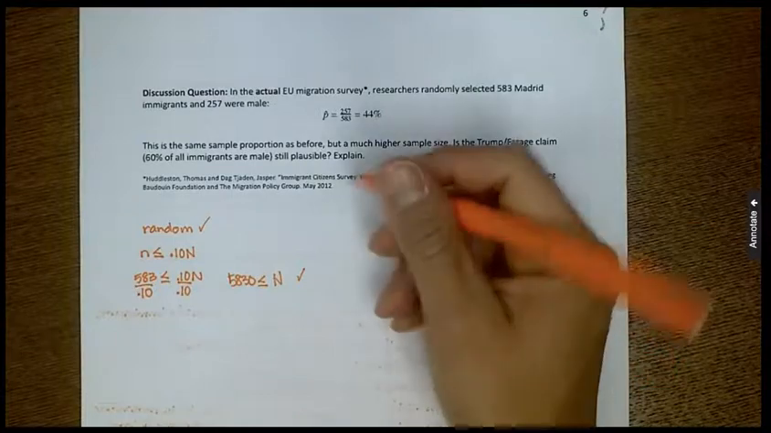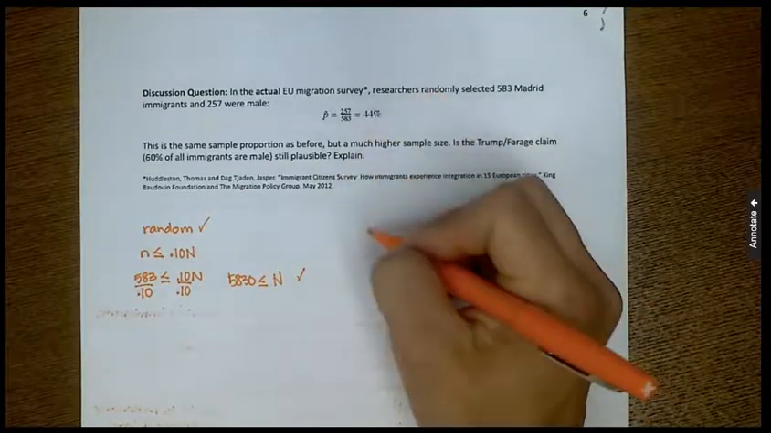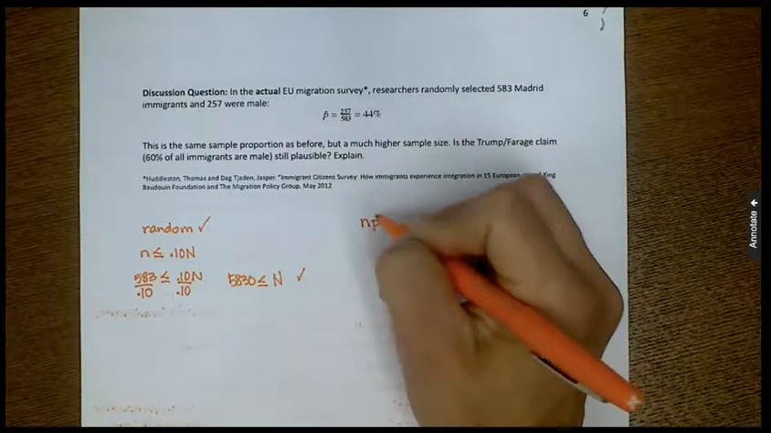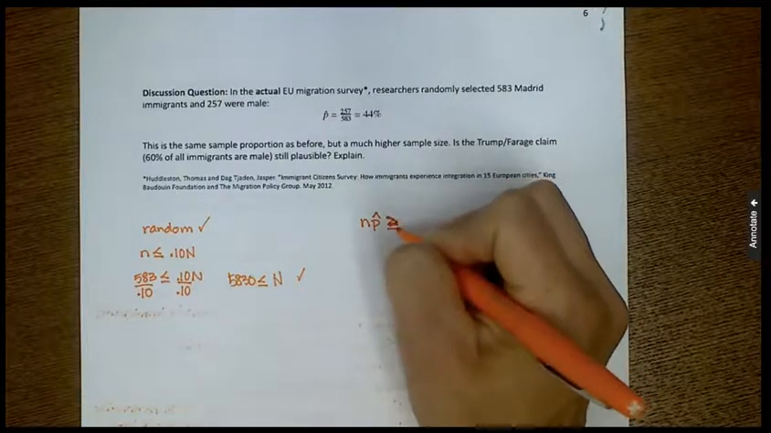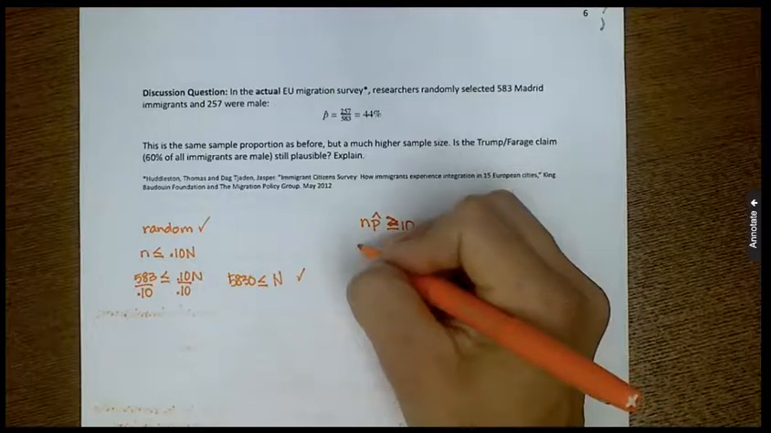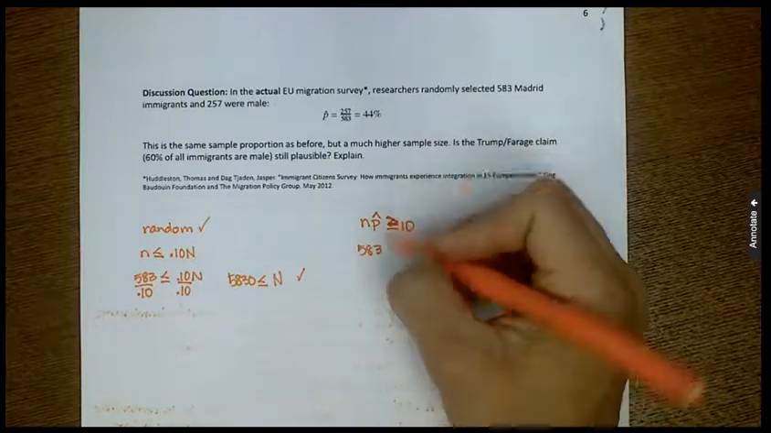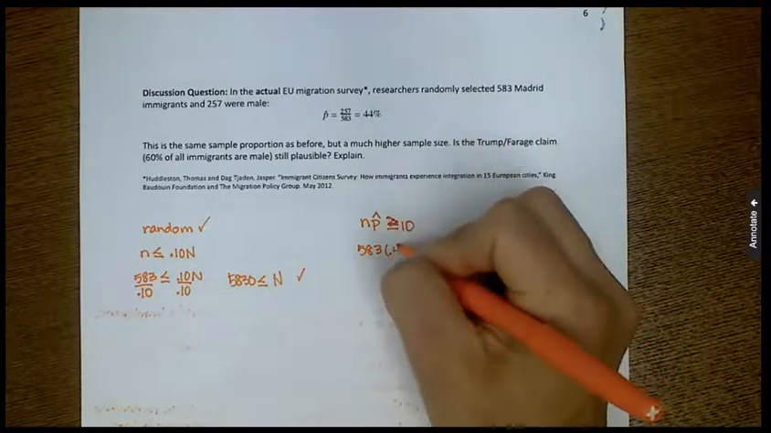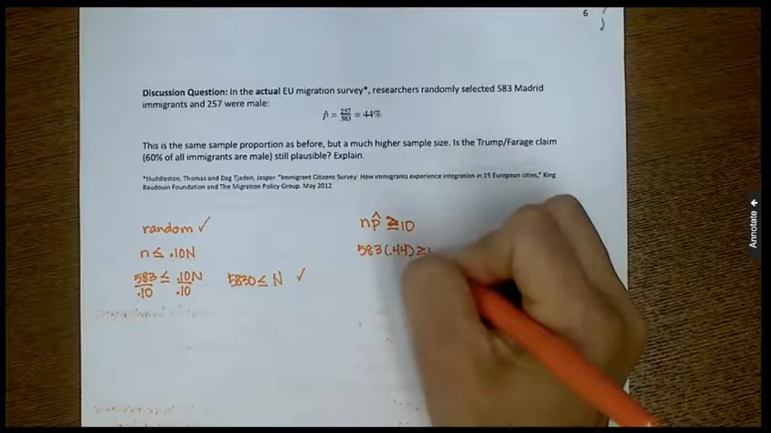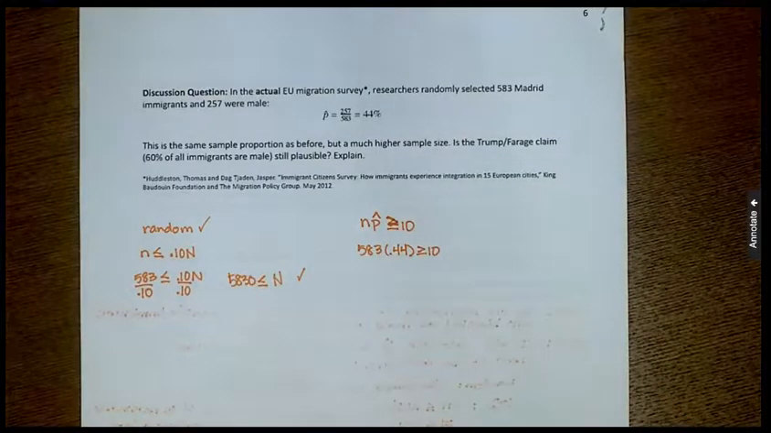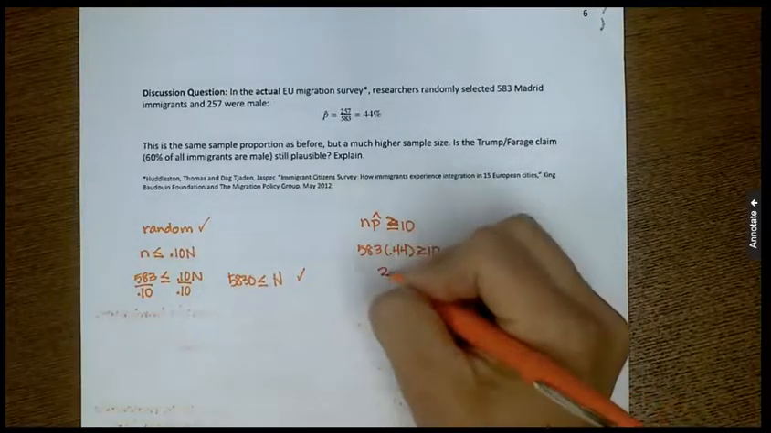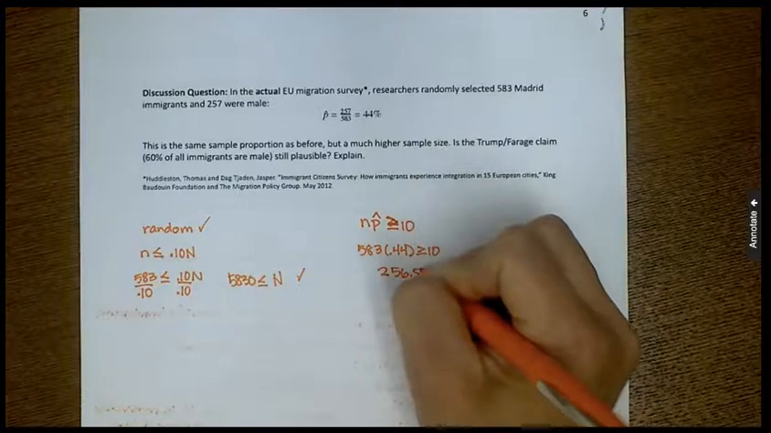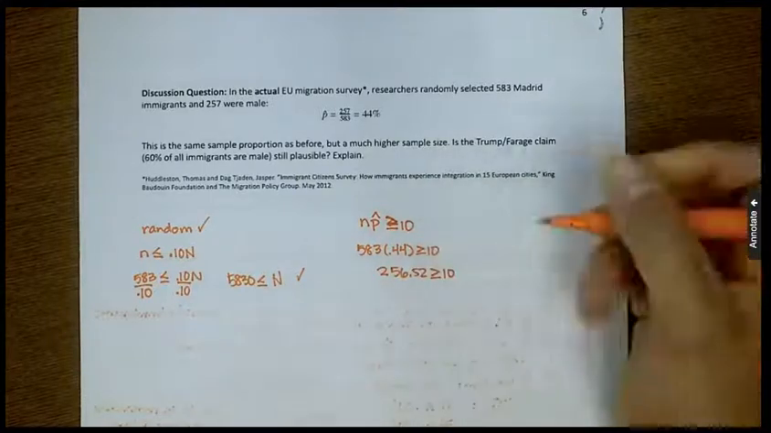And then the last condition was n times p hat is greater than or equal to 10, okay? So we're going to go ahead and do 583 times our p hat, which is 0.44. It's greater than or equal to 10. Make sure that checks out. Obviously, it's going to check out, but we'll just do it for the practice of it. Okay, so I'm getting 256.52. That's definitely greater than or equal to 10.